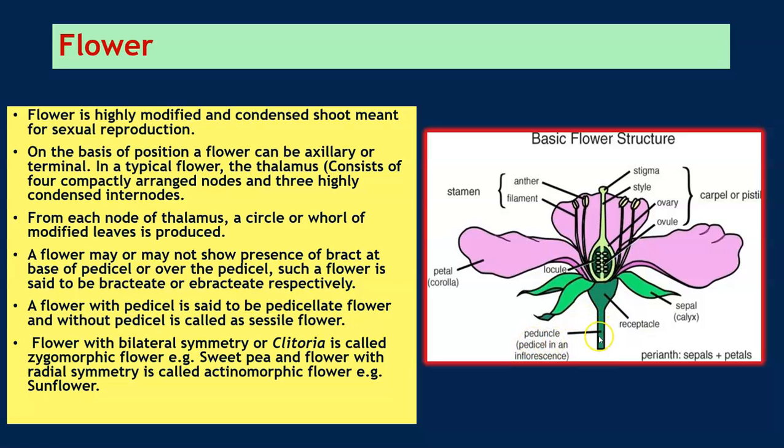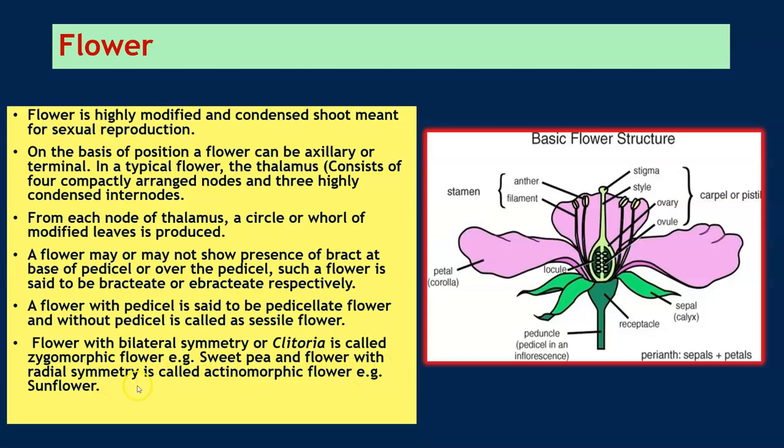which is also called the peduncle. This pedicel, if present in the flower, then the flower is said to be a pedicellate flower, and without the pedicel, it is called a sessile flower. Flowers with bilateral symmetry are called zygomorphic flowers. Example, sweet pea. Bilateral symmetry means it can be divided into 2 equal halves from just one axis.